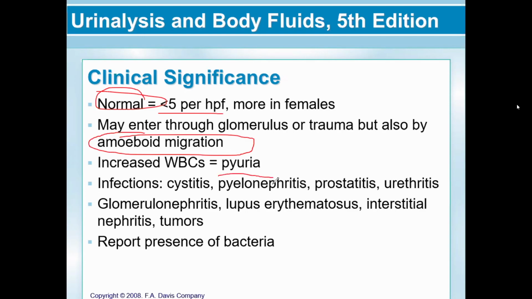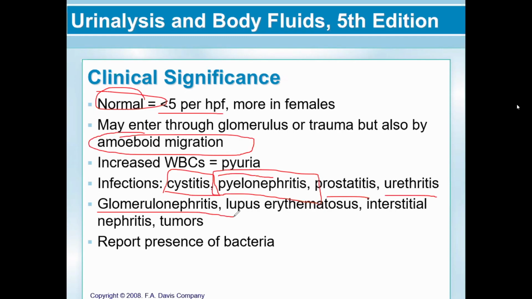Where do we see pyuria? In infections like cystitis, an infection of the bladder, that's lower UTI, and pyelonephritis, the one involving the kidneys, that's upper UTI. We also see it in prostatitis, a prostatic infection, and urethritis, an infection of the urethra. Other causes include glomerulonephritis.